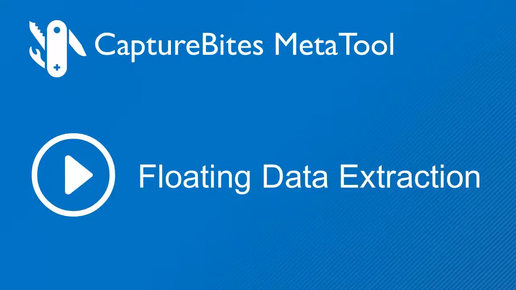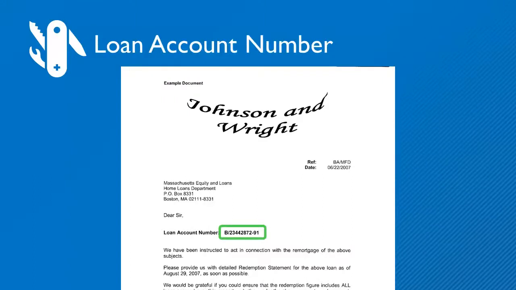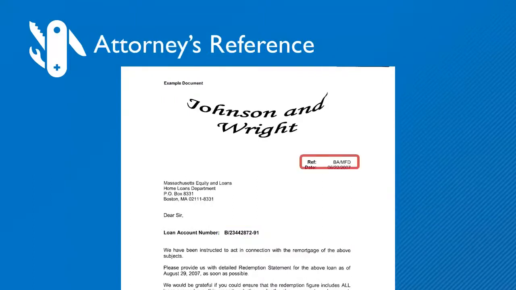To explain floating data extraction, we'll make use of a set of letters sent by attorneys to a bank. These letters are related to mortgages. Because the letters are sent from lawyers all over the country, the layout varies a lot. We're interested in the loan account number and the reference.